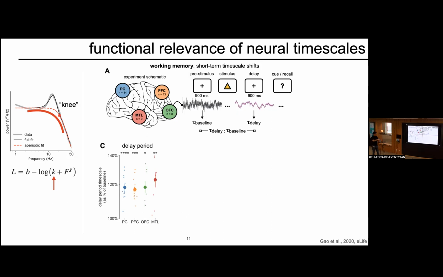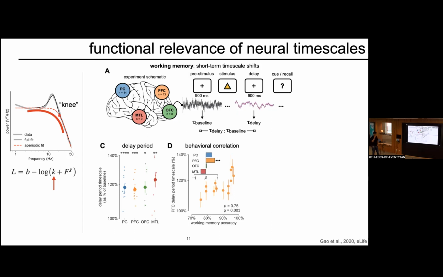So the y-axis is the ratio between the delay period and the non-task period. And the ratio for all of these different areas is above 1. So during the task, the time constant is increased in all of these different areas. And what's interesting is that the amount of this increase for an individual subject is correlated with their overall task performance. I'm not going to make any causal statements here, but that's just a nice correlation that we found.